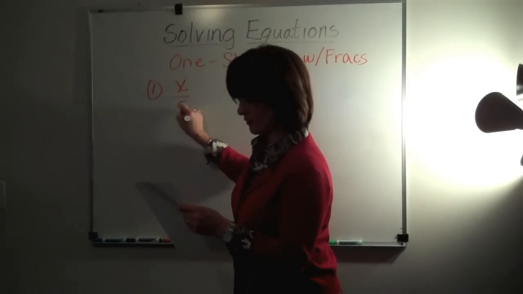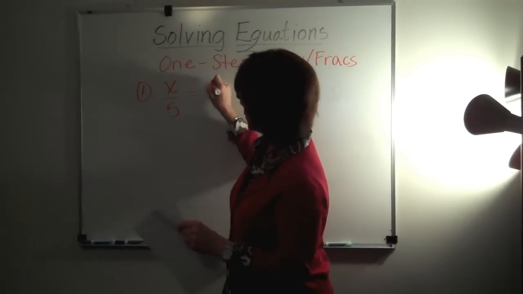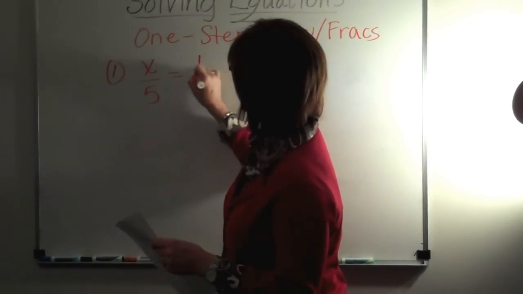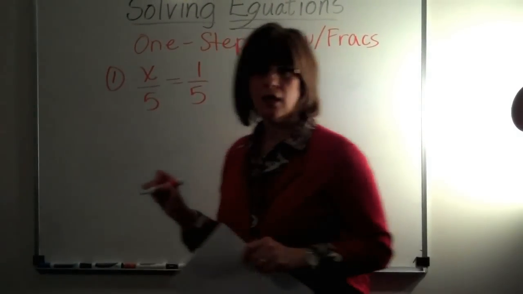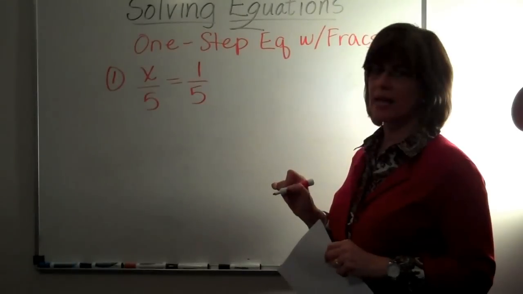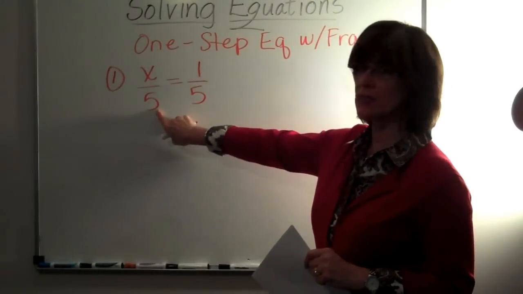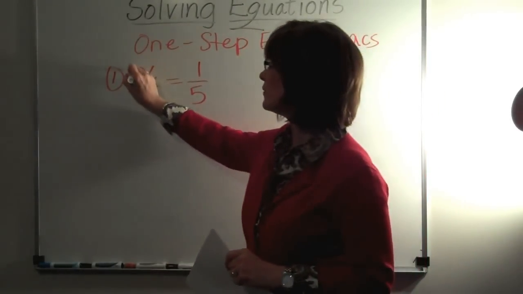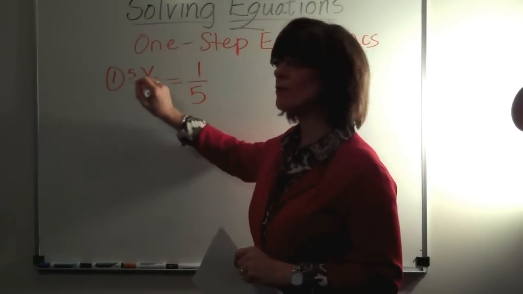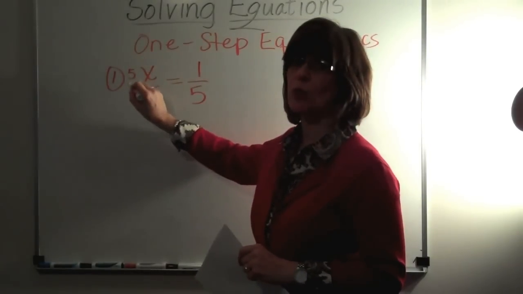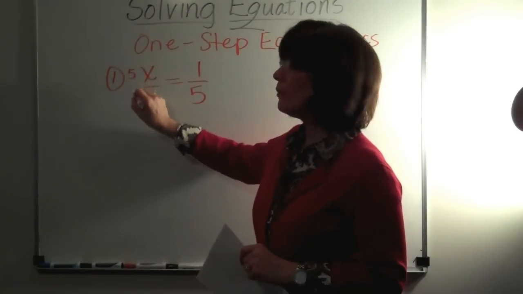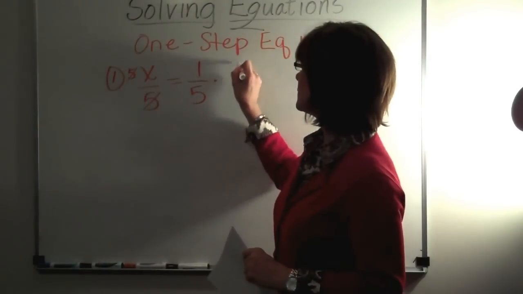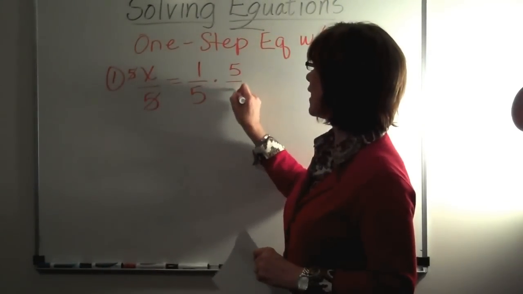X over 5 equals 1/5. So in this case, what I want to do is get rid of this 5. It is attached to the x by division. So the way I get rid of it is I multiply. I'm really multiplying by 5 over 1, like I showed you in class, but we don't need to write that. So the 5's cancel out, and I multiply this side also by 5 over 1.